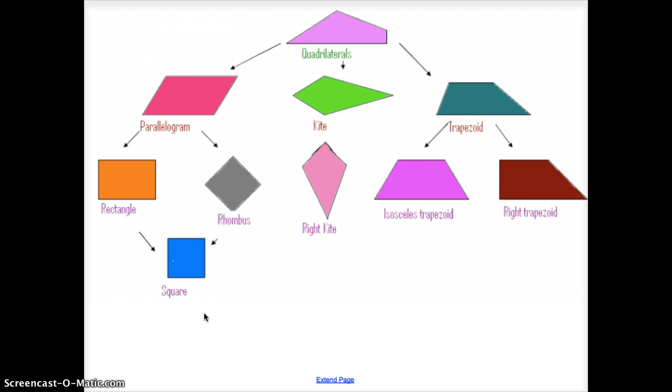In situations where we have always, sometimes, and never, a square is always a rectangle, but a rectangle isn't always a square. Same thing with a rhombus, where as we work down the flowchart, the answer would be sometimes, but when we work up the flowchart, the answer would be always. A square is always a parallelogram, a square is always a rectangle, and a square is always a rhombus.